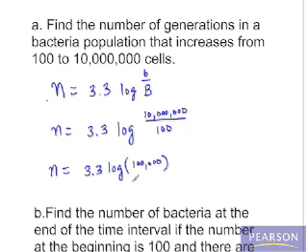And when we number crunch on our calculator, 3.3 times the log of 100,000 is equal to 16.5. So n is equal to 16.5 generations.